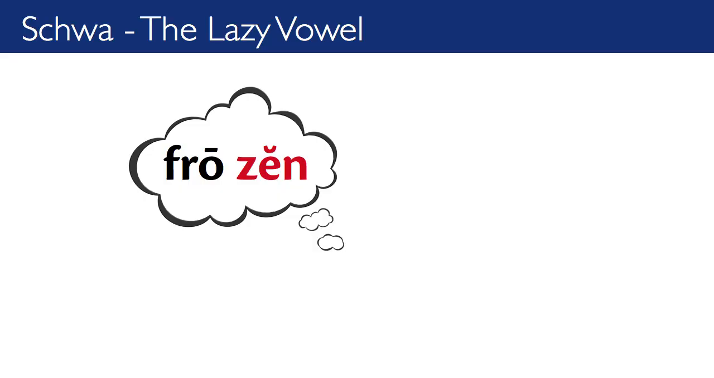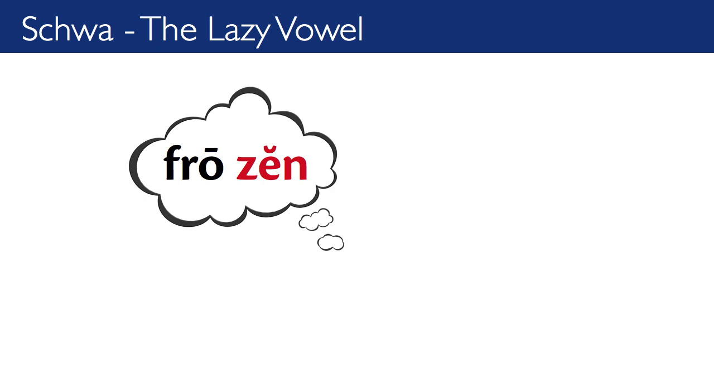So your mouth drops open bigger. So you can actually feel it, frozen. And then we have the zen, which we're not articulating very clearly. And schwa can also sometimes sound like eh, frozen, frozen. Some people say it eh, eh. Very lazy, right? You hardly have to open it.